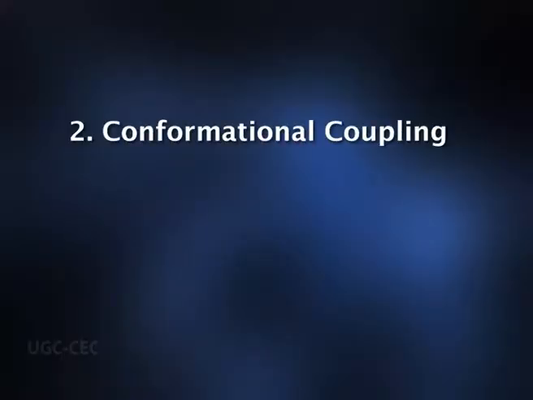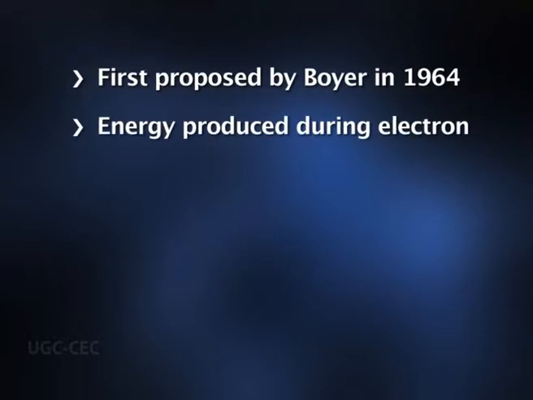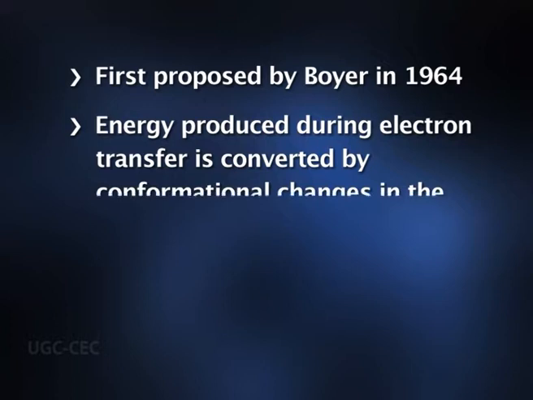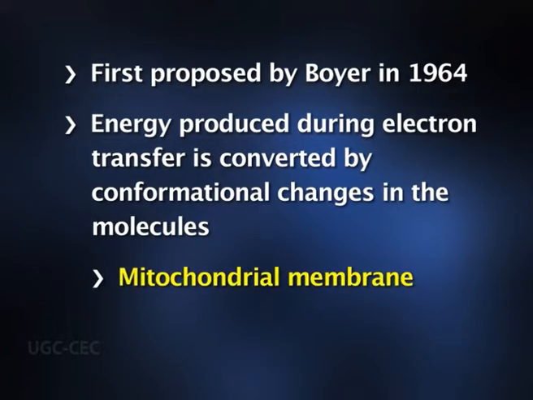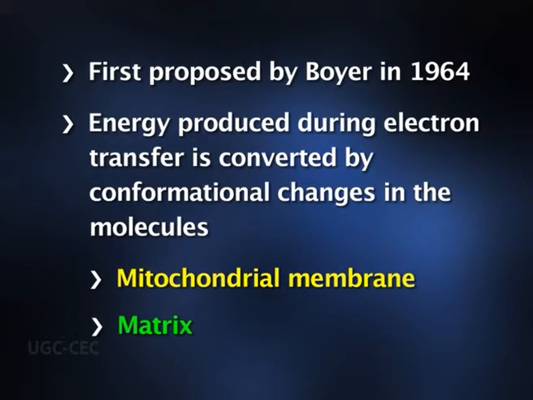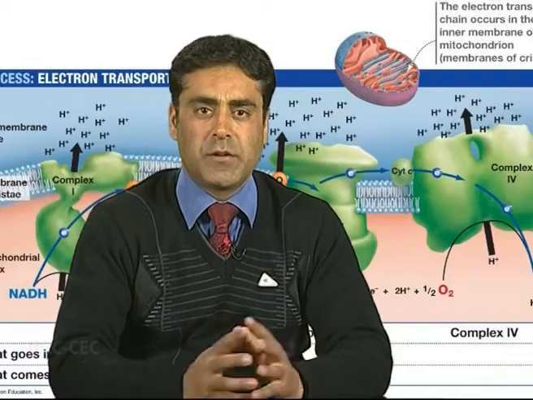Number two is the conformational coupling hypothesis. It was first proposed by Boyer in 1964. According to this hypothesis, the energy produced during electron transfer is converted by conformational changes in the molecules comprising the mitochondrial membrane and matrix, which may be the driving force for ATP formation.